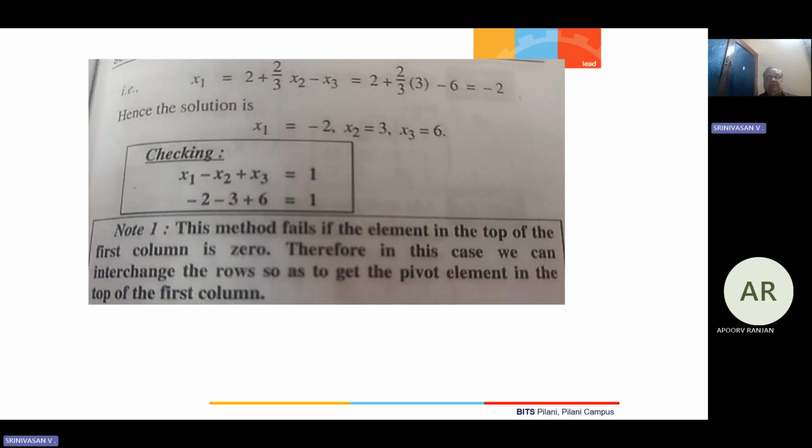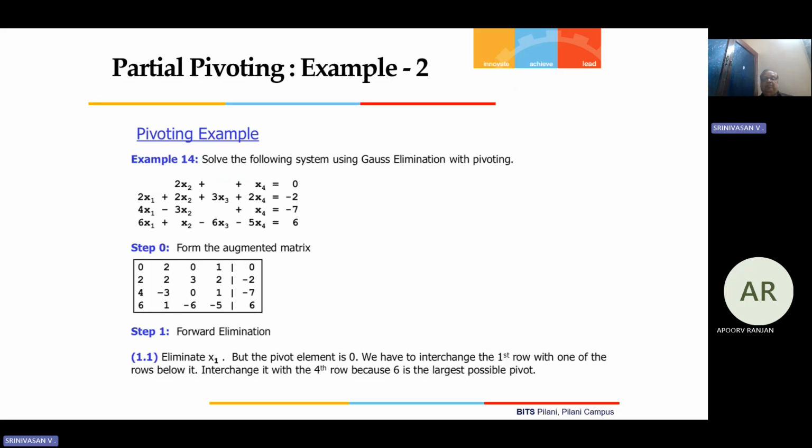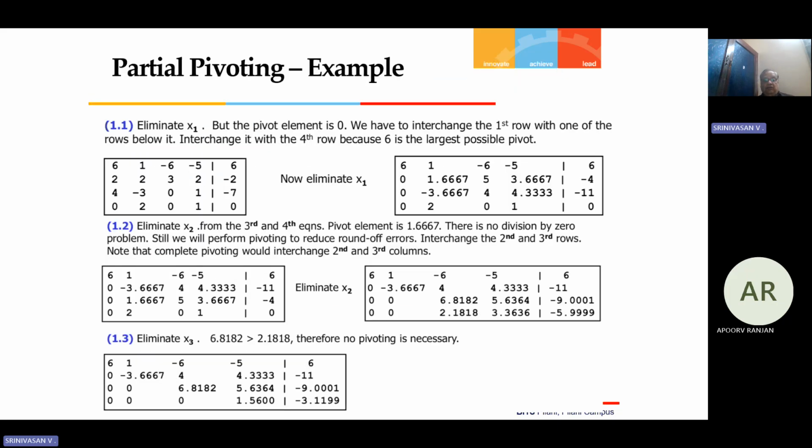Okay. So this method fails if the element at the top of the first column is 0. Therefore, in this case, we can interchange the rows so that the pivot element is brought to the top of the first column. So I think we have a similar problem: partial pivoting, example 2, 4 equations in 4 unknowns. If you are asked to use partial pivoting, then definitely you have to go for this pivoting method. Otherwise, you can generally go for forward elimination and back substitution.